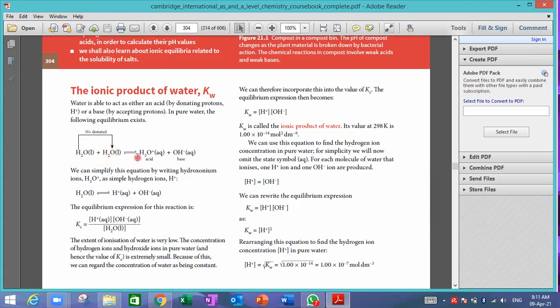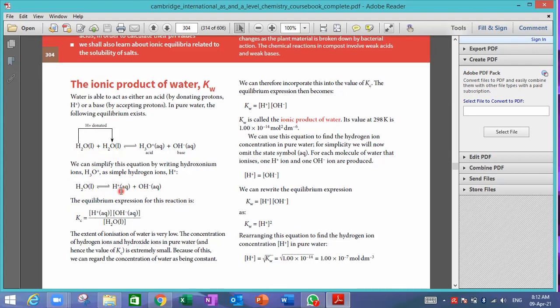And in that case, it will form what we call a hydronium ion, which is the H3O positive, which is acidic, plus OH minus, which is basic. And so we can put this equation in a simpler form, that the water ionizes into hydrogen ions plus OH ions. And as you see, there is equilibrium here because the ionization is so small in amount.